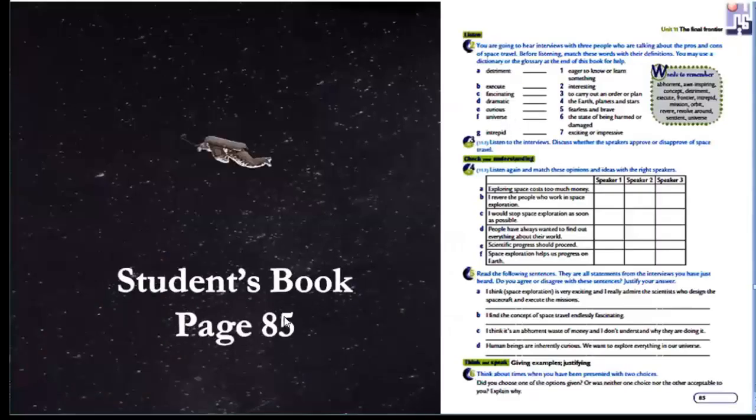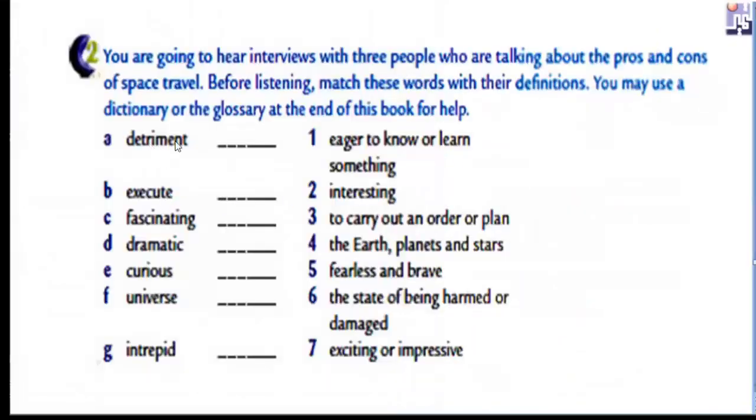Now, let's go, dear students, to page 85. Have a look at this exercise. This one is very, very important because these are new words, and I'd like you to think about them carefully. Detriment, execute, fascinating, dramatic, curious, universe, and intrepid. I think it's very, very important.